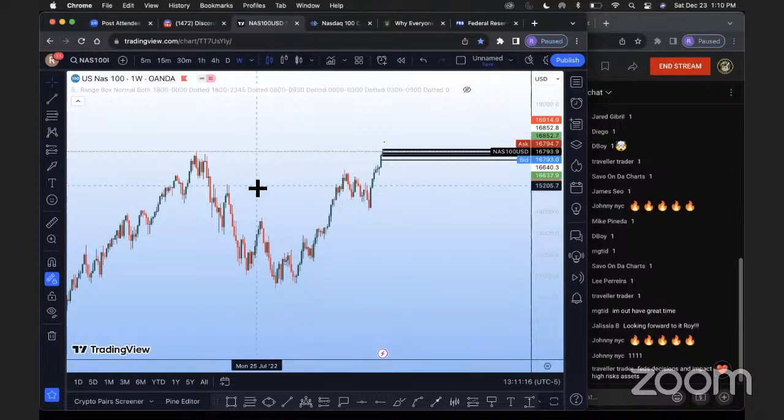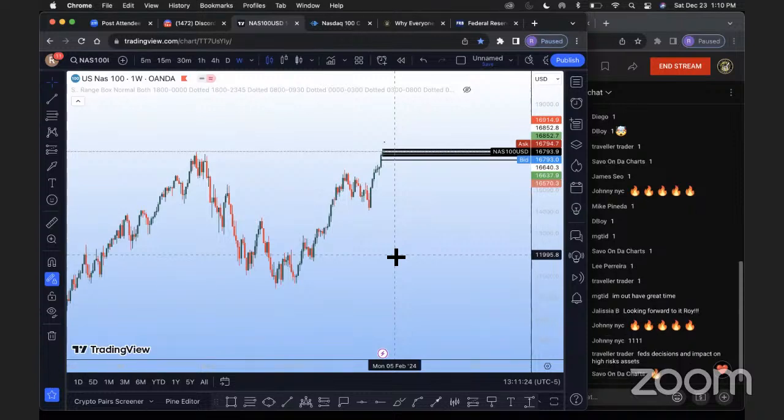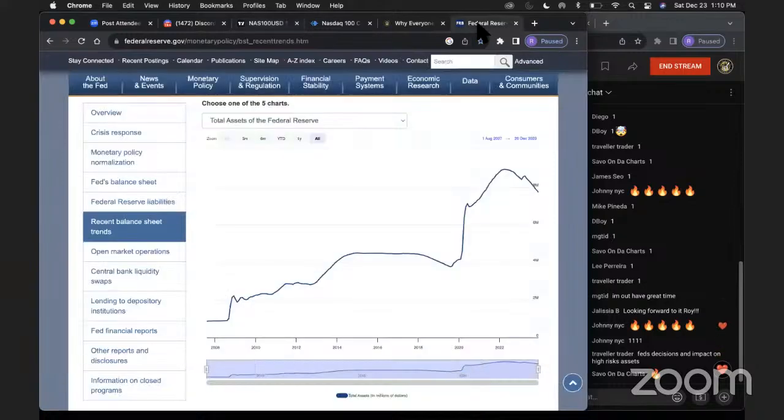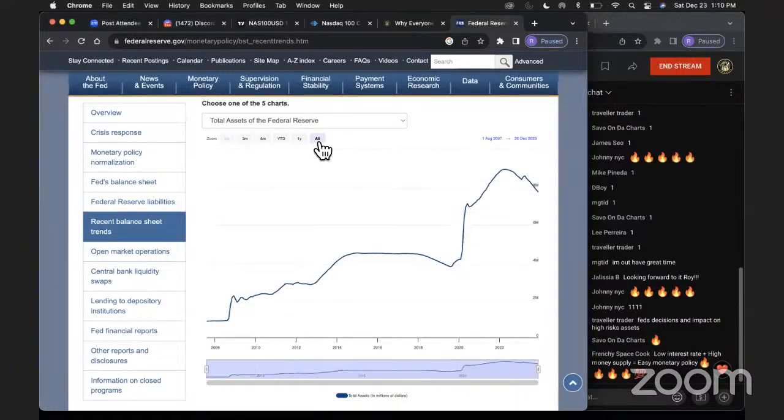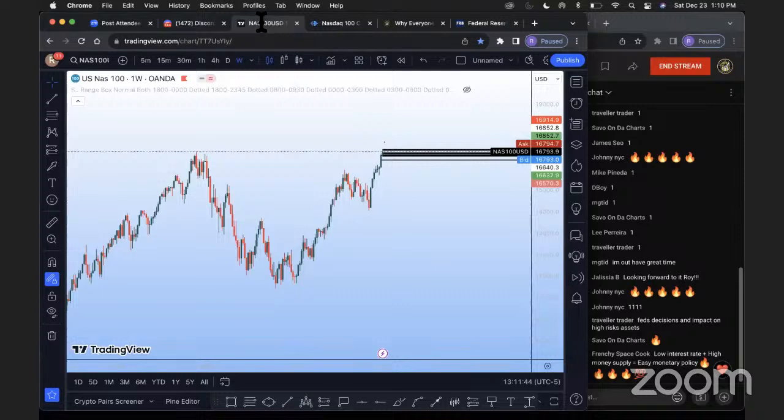Traveler Trader says the Fed's decision and its impact on high-risk assets. Beautiful. If you didn't take anything else away, that is the most important thing. Fed prints money, stocks go up. Fed doesn't print money, stocks go down. And you can look at the NAS100 chart relative to the Fed's balance sheet, and you can see that the rises and falls correlate with the stock market's rises and falls.